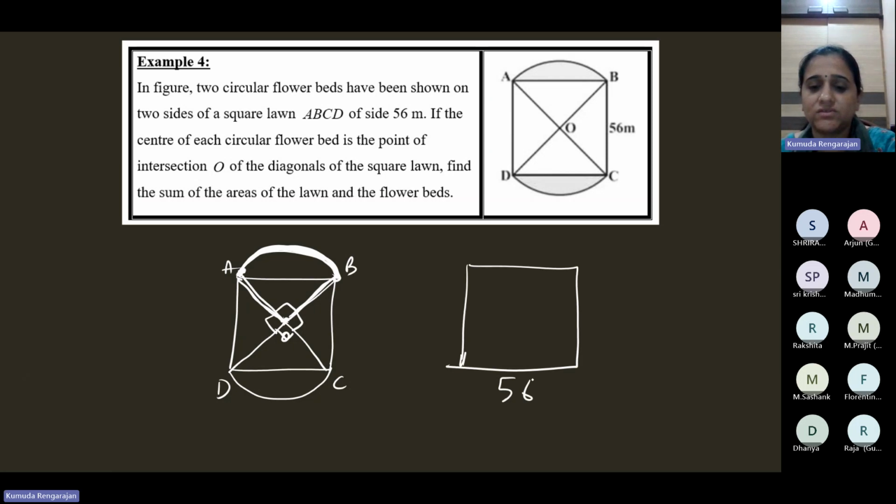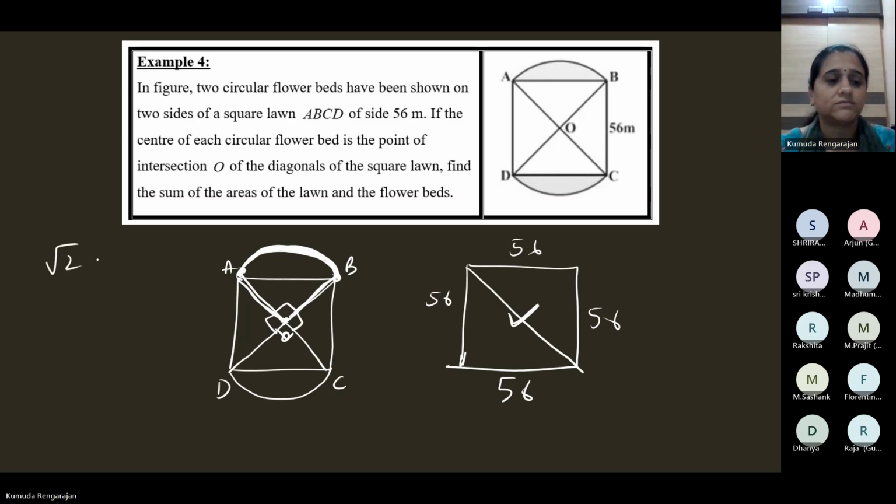Okay, this is 56, all over 56 it is. So we need to find the radius. You can use the Pythagoras theorem to find the length of the diagonal, or you can straight away use the formula root 2a. Root 2a is the formula to find the length of the diagonal of a square. A stands for the side of the square. So root 2 into 56, or 56 root 2, will give you the length of the diagonal. Divide that by 2. So 28 root 2. So you can see here.